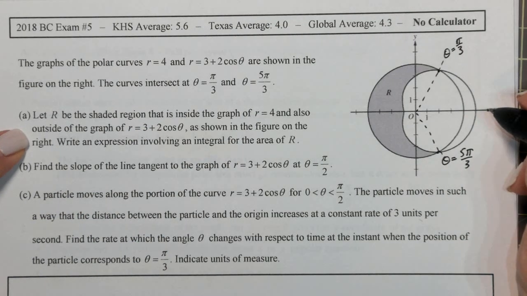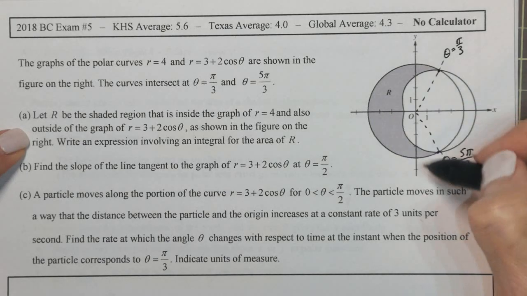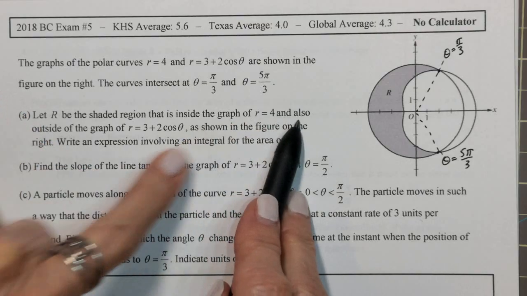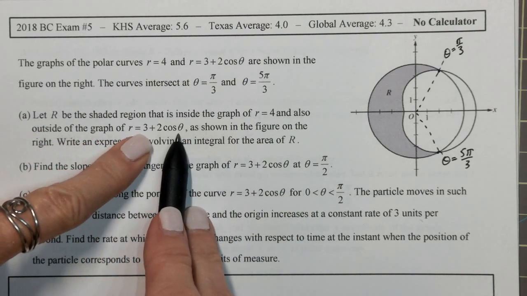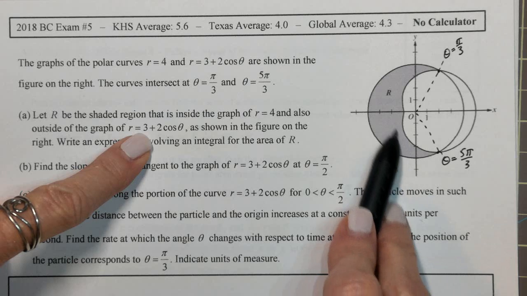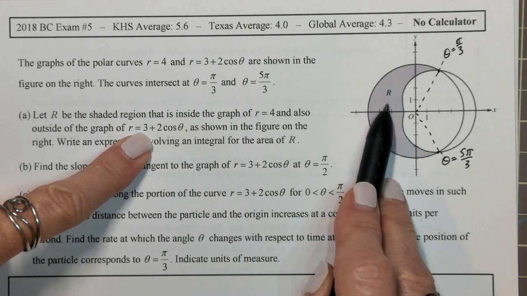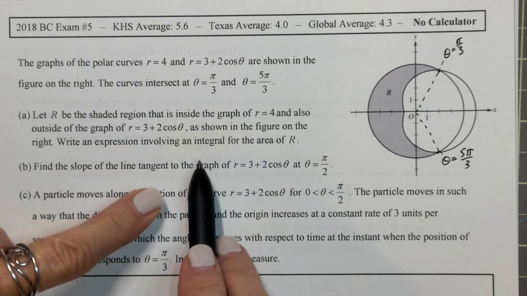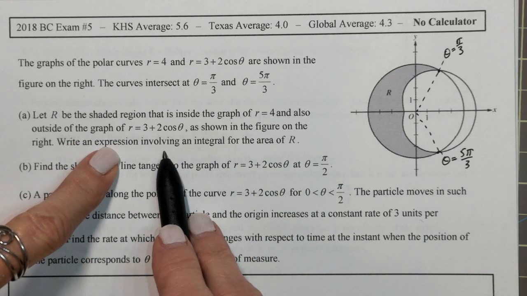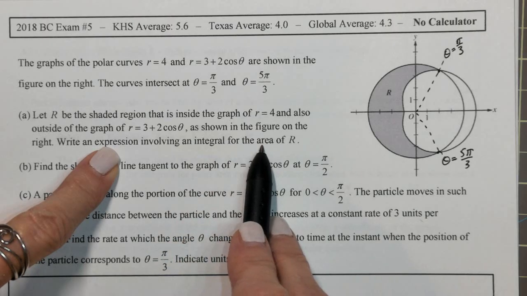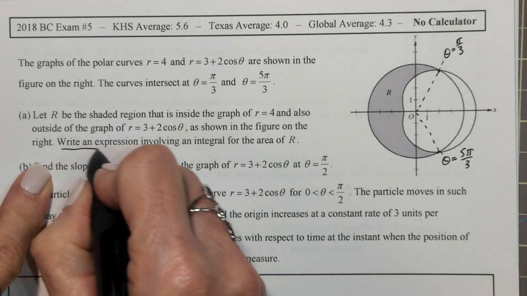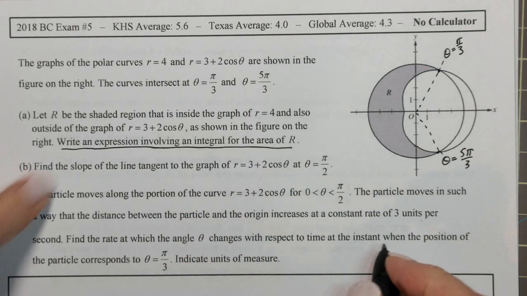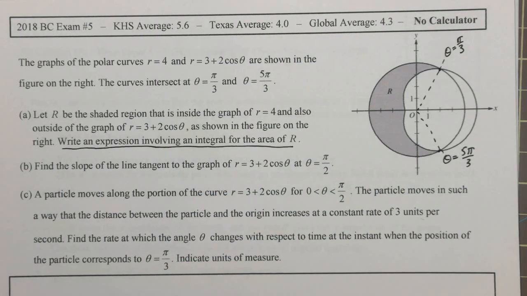All right, part A. Let R be the shaded region that is inside the graph of r equals 4 and outside the graph of the limacon. So they always do that. They will show you the shaded region and they will describe the shaded region. Okay? Write an expression involving an integral to find the area of R. We don't actually have to find the area. We just have to write an expression that would give the area.